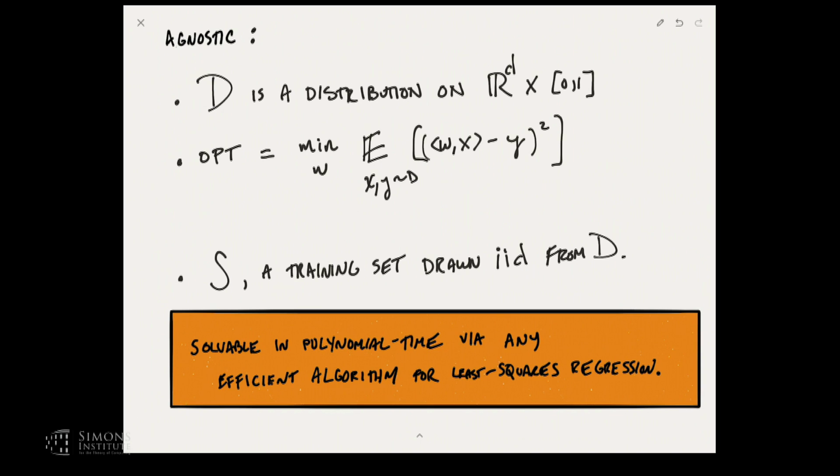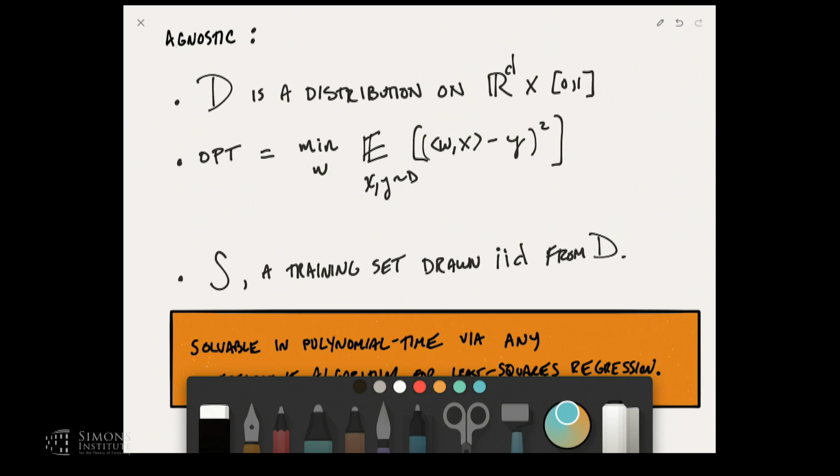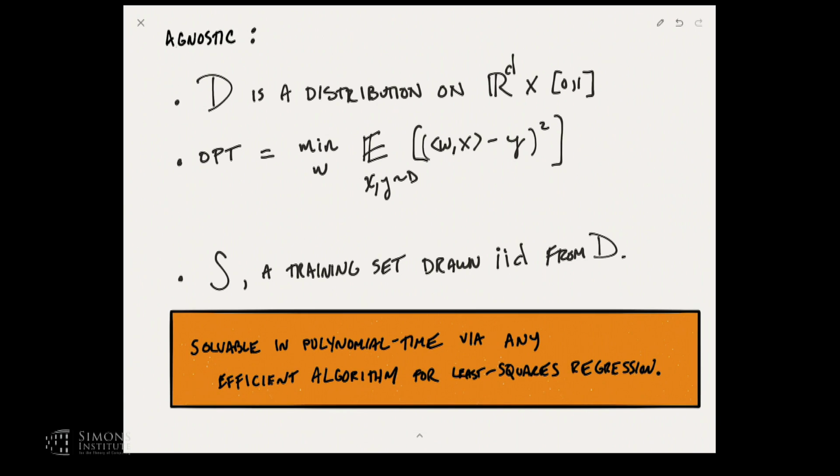And what is your goal? Your goal is to output some L such that the square loss of L is something like opt plus epsilon. So you know the error of the best fitting linear function is opt. You want to output some other linear function whose square loss is very close to opt. And what you're given are IID draws from this distribution D.